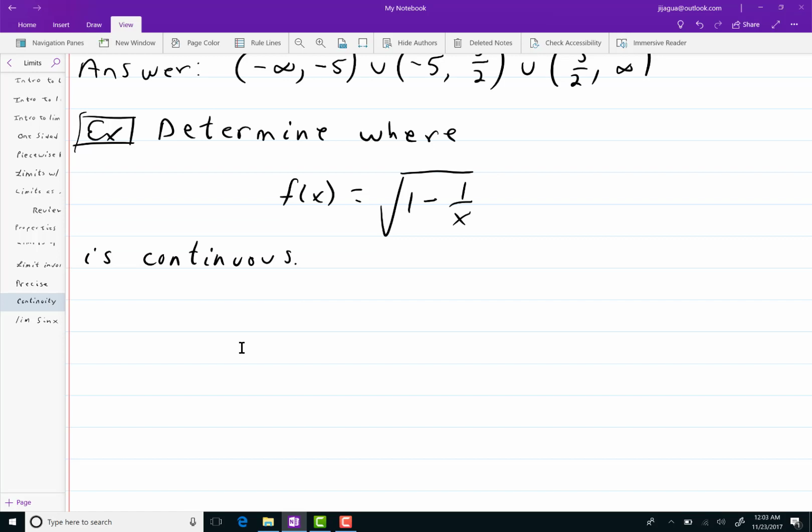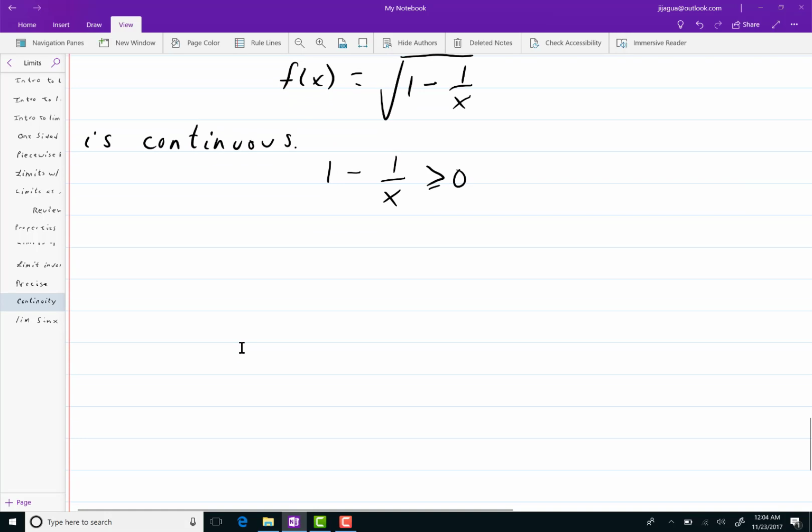The first thing you notice is this. Since we're dealing with the square root, I have to have 1 minus 1 over x be greater than or equal to 0. There's a variety of ways of doing these things, and being tricky about it is probably not the best thing to do. The last thing you want to do is multiply by x, because you don't know if x is positive or negative. So you wouldn't know whether to switch the inequality sign. Better to do this. Rewrite the 1 as x over x so that you can combine the fractions. So when I do that, I have x minus 1 over x. That's greater than or equal to 0.